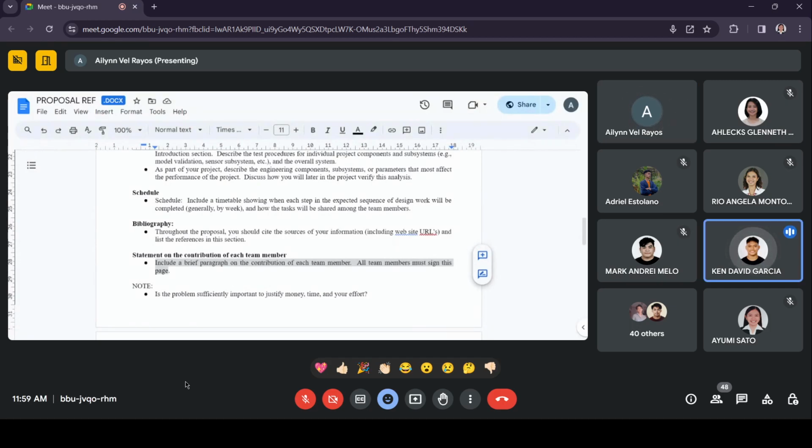Ma'am, may defense din po bang mangyayari sa design project po? Ay, oo nga pala. Yung may defense yan. Yung kaya siya ipapasa ng week 15 kasi yung week 16 and 17 natin is allotted for defense presentation na.